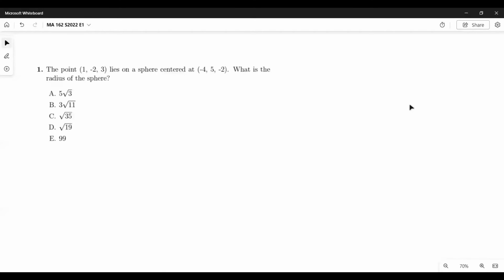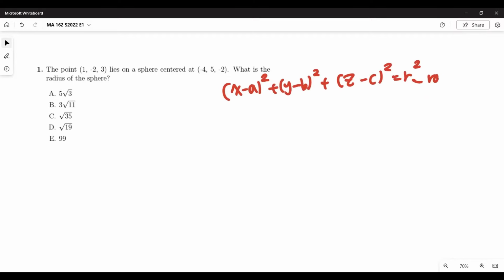Okay, so this question asks: the point (1, -2, 3) lies on a sphere centered at (-4, 5, -2). What is the radius of the sphere? So we know the sphere equation is (x - a)^2 + (y - b)^2 + (z - c)^2 = r^2, as r is the radius.